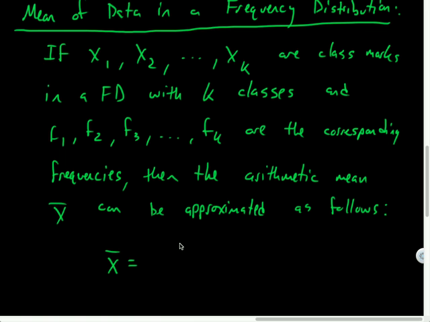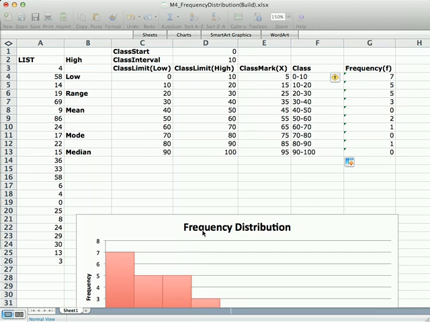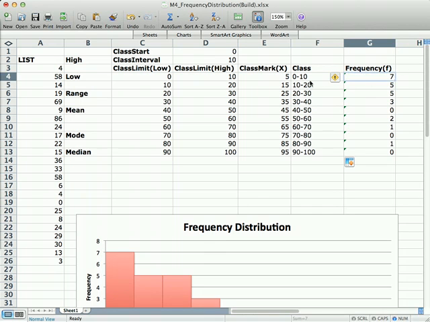well, for each class mark, xi, I'm going to multiply it by its frequency, right? So for our first class, that product would have been the 35. 7 times 5 is 35. But I want to do that for all of my classes, to find the approximated sum of my list. So I would want to do 7 times 5, and then 5 times 15, and 5 times 25, and 3 times 35, and add those all together.